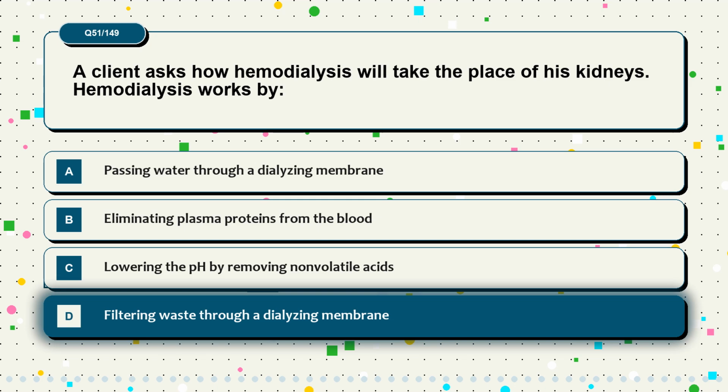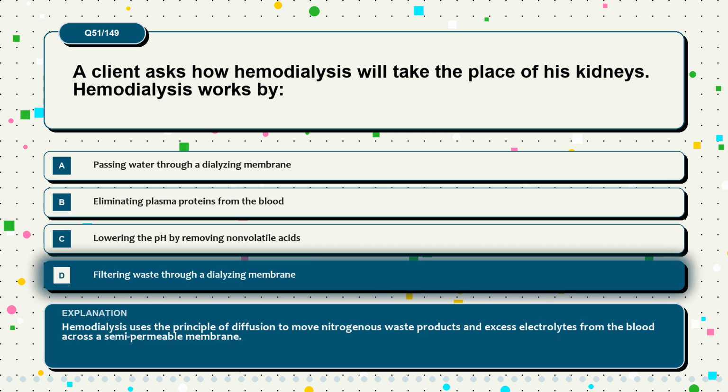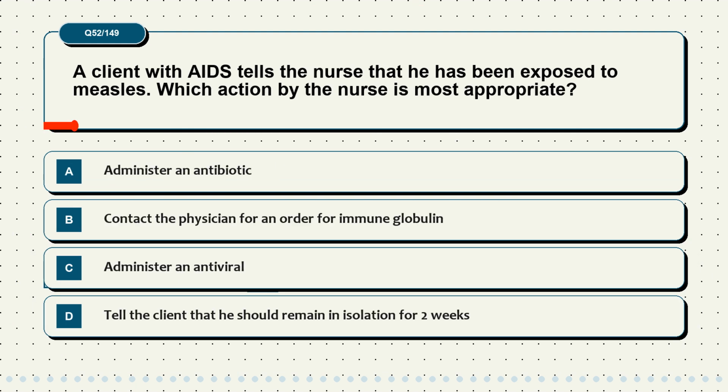The correct answer is option D, filtering waste through a dialyzing membrane. Hemodialysis uses the principle of diffusion to move nitrogenous waste products and excess electrolytes from the blood across a semi-permeable membrane. Question 52. A client with AIDS tells the nurse that he has been exposed to measles.